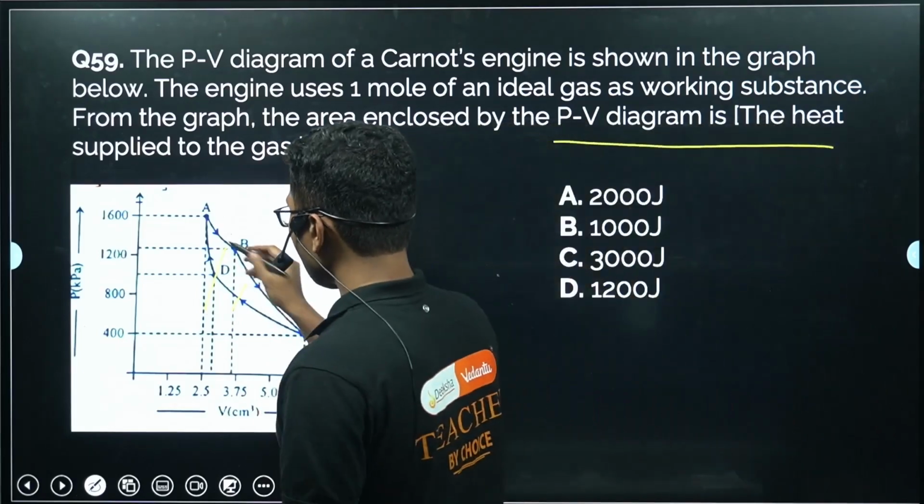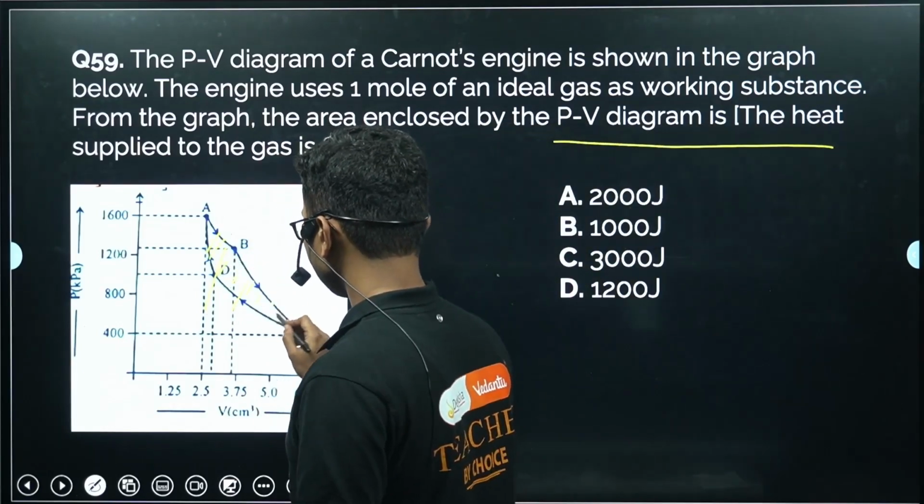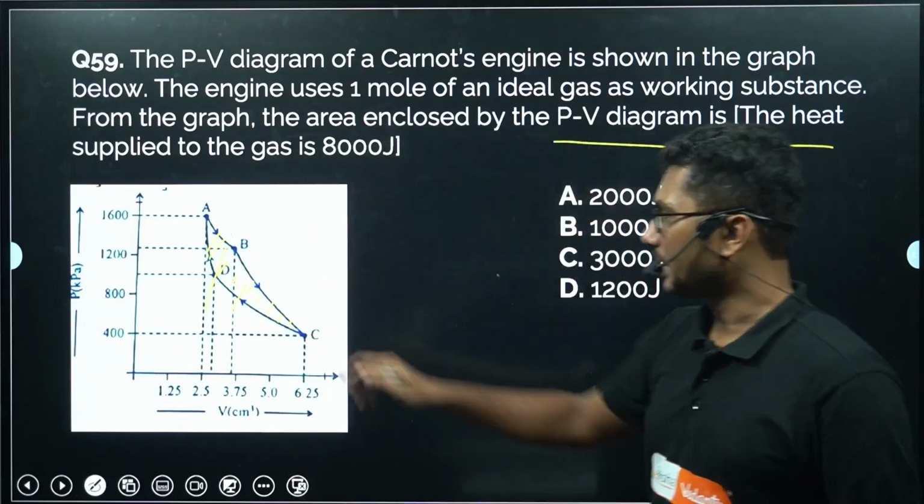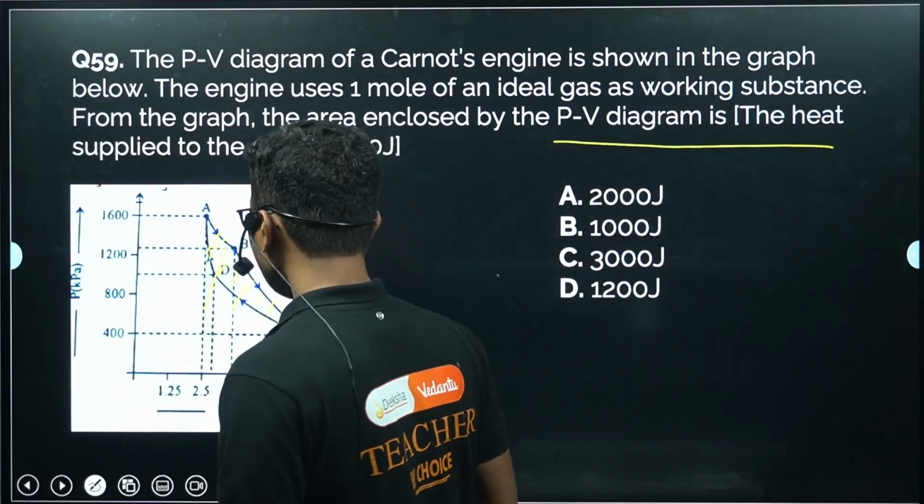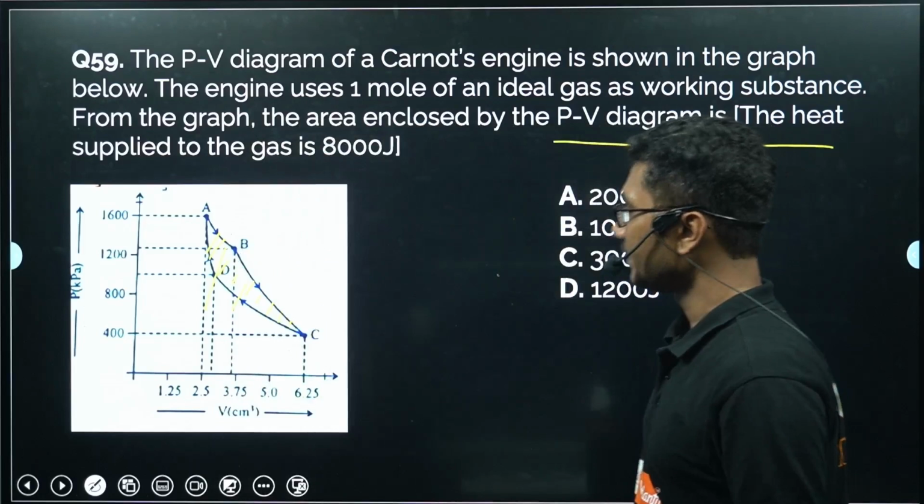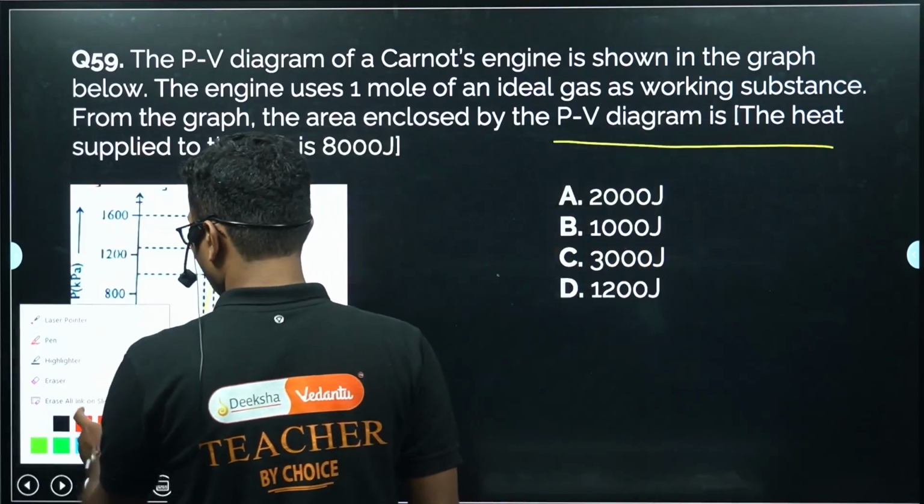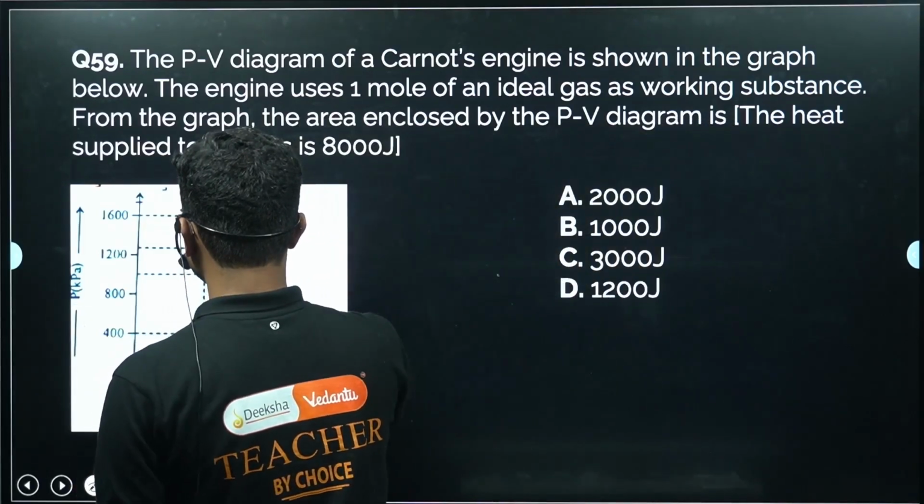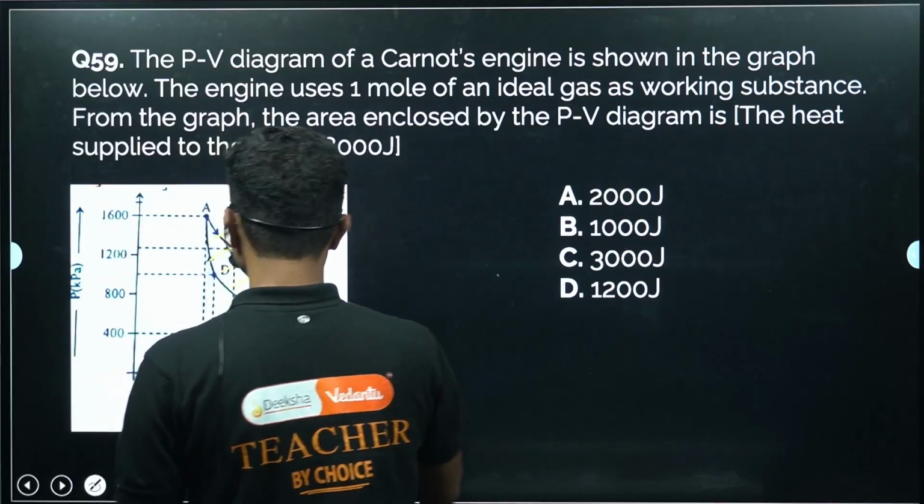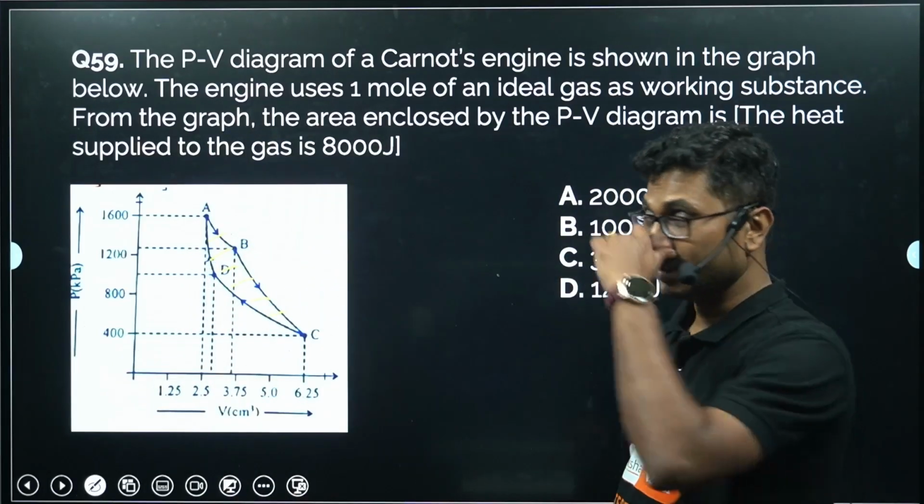That means you have to find this area. Okay, not the entire area, you have to find only this area. Now, why is this a very tricky question? Because this is not easy to answer without some knowledge, because in this case there is no regular shape. So how can you answer this question?